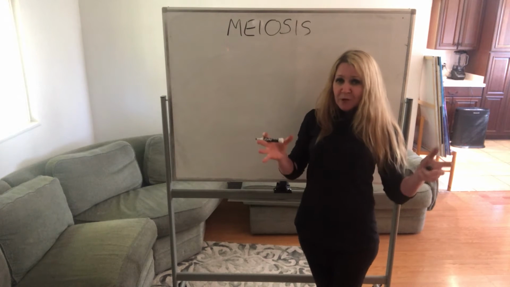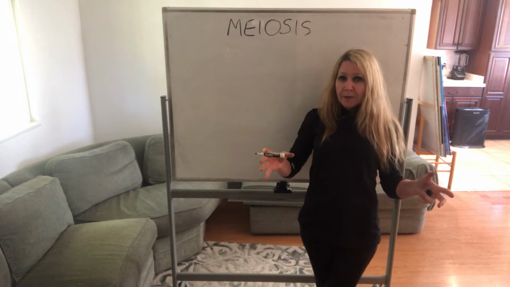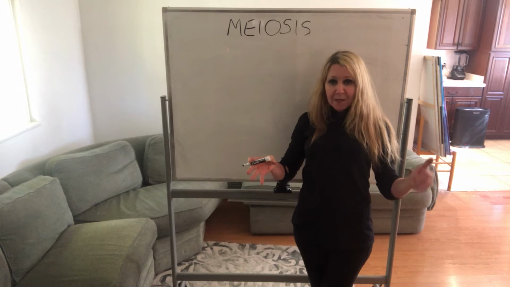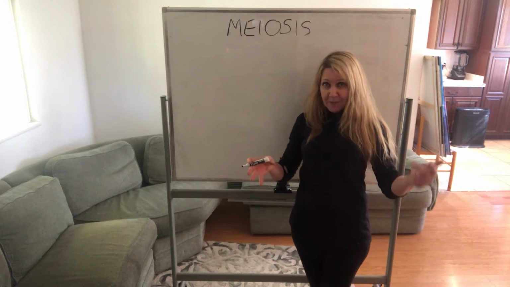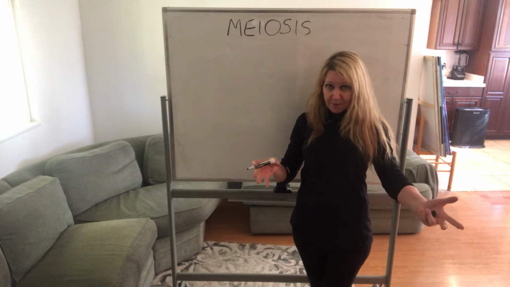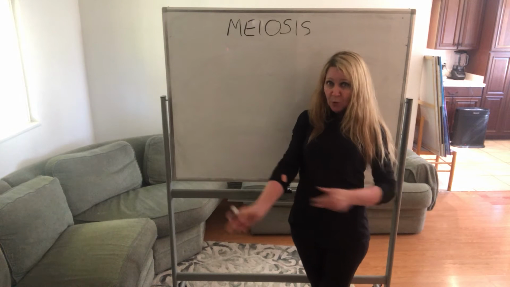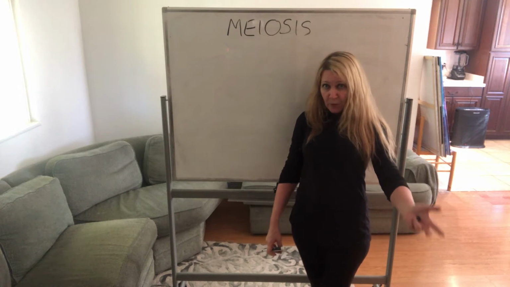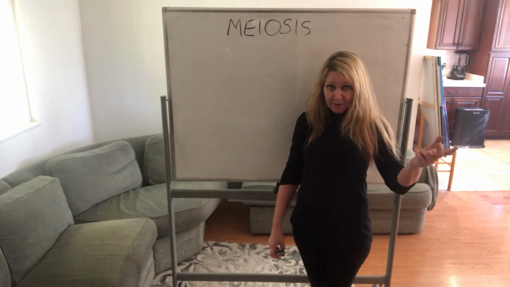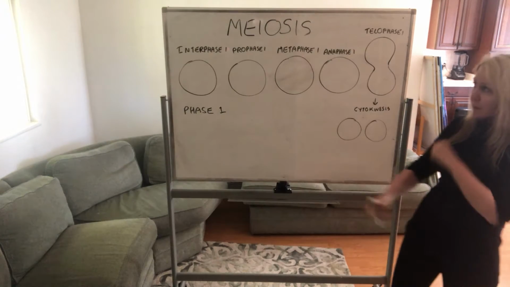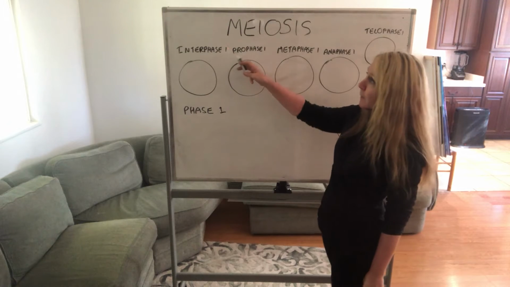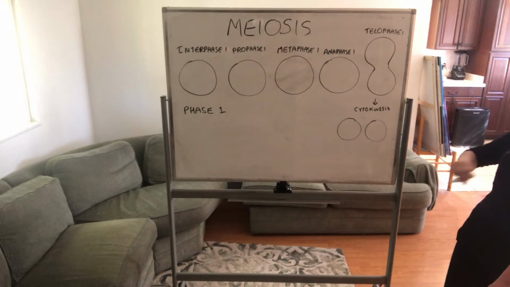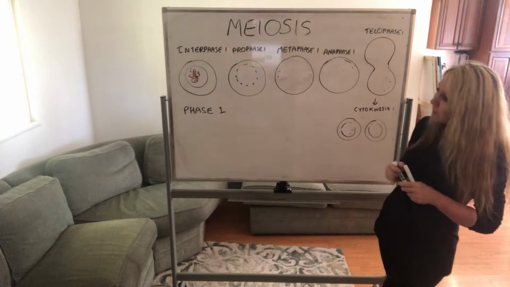So really the first part is phase 1, and that's made of interphase, prophase, metaphase, anaphase, telophase. And then there's phase 2, which is made up of interphase 2, prophase 2, metaphase 2, anaphase 2, telophase 2. Phase 1 includes interphase 1, prophase 1, metaphase 1, anaphase 1, telophase 1, and cytokinesis.